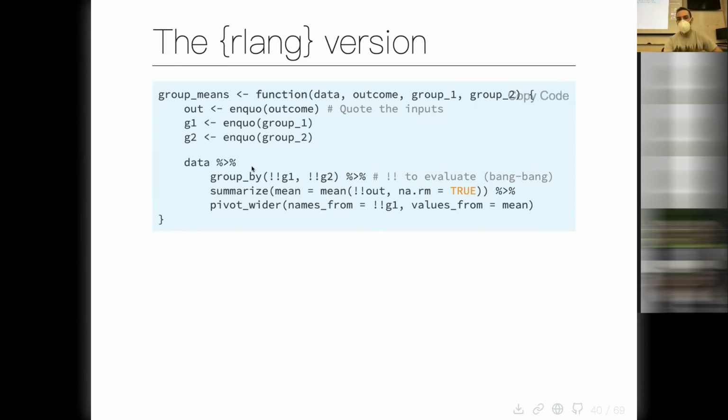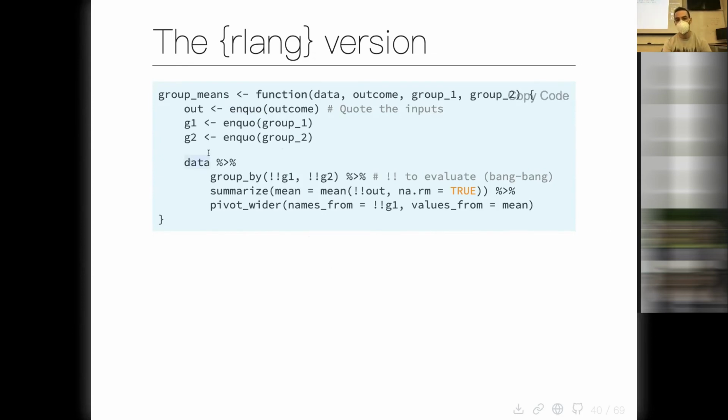So we start out by taking our outcome, our group 1 and our group 2, and we just quote it, okay? Within rlang, anytime you're quoting something inside of a function, you use enquo, okay? Inside a function, you're going to quote it, enquo, all right? So you quote those 3 things, and then to evaluate it, you use the exclamation point twice, okay? It's pronounced bang, bang, all right?